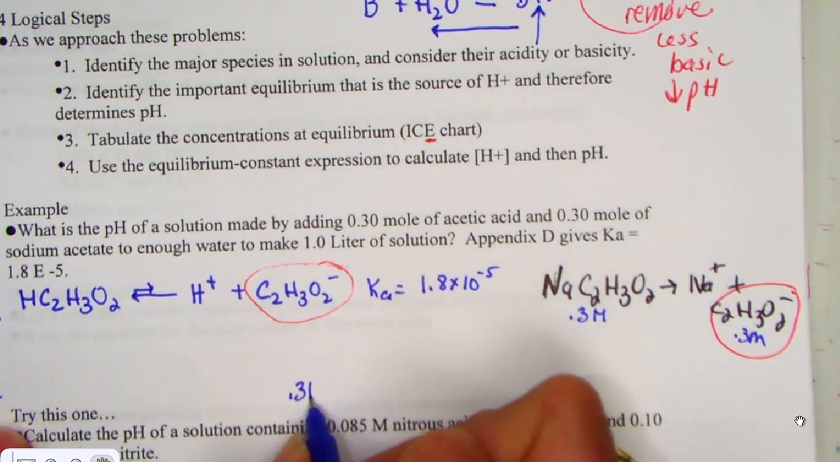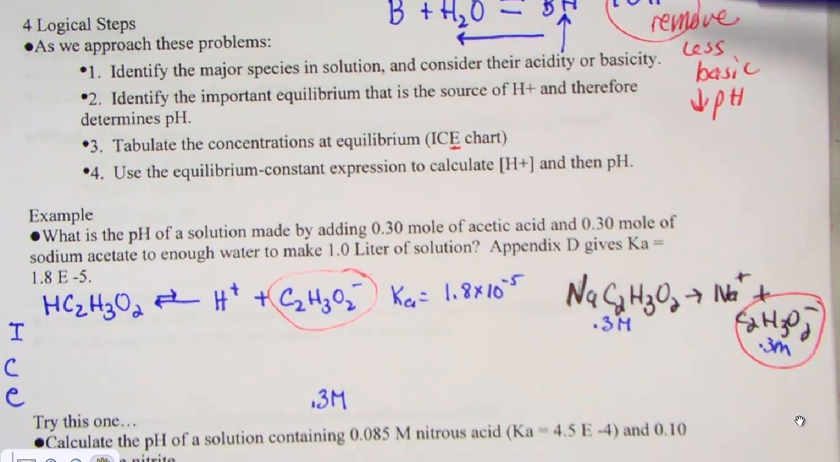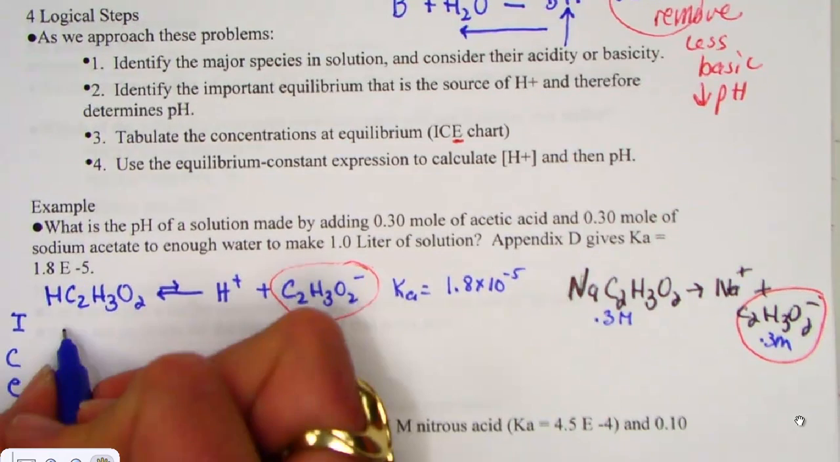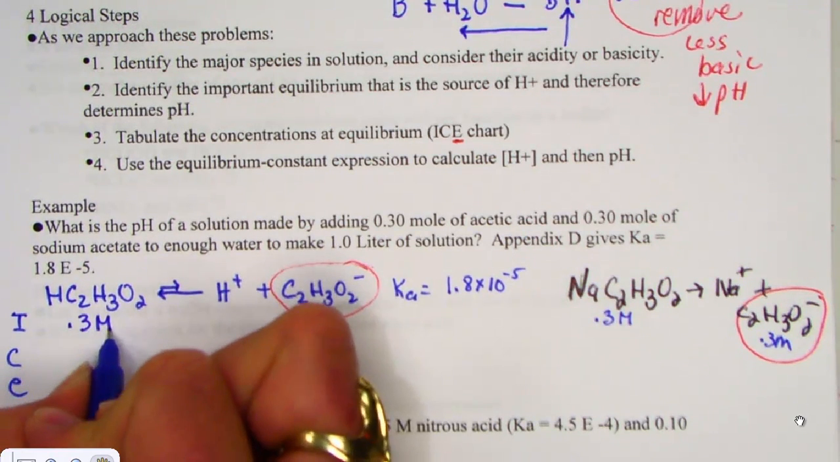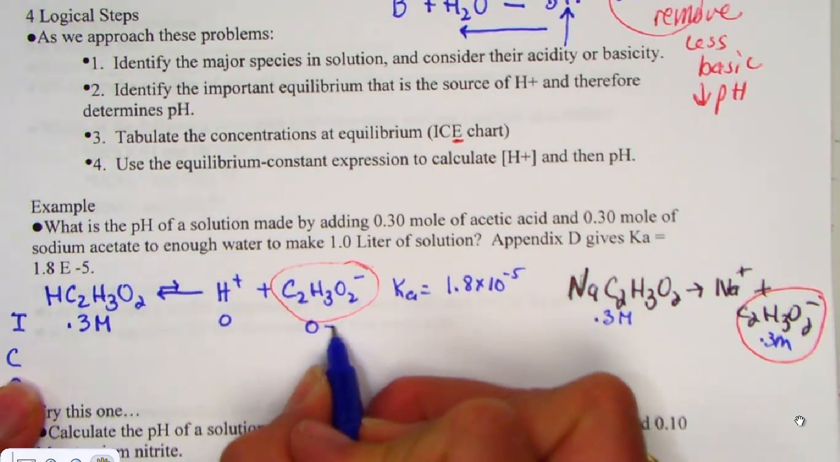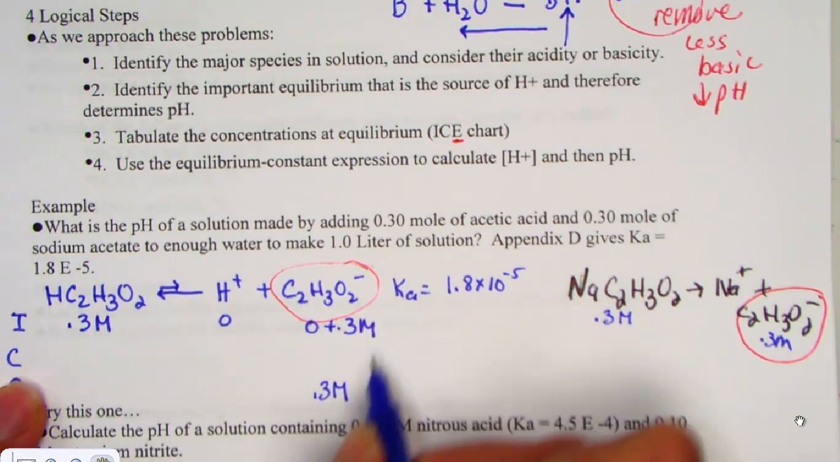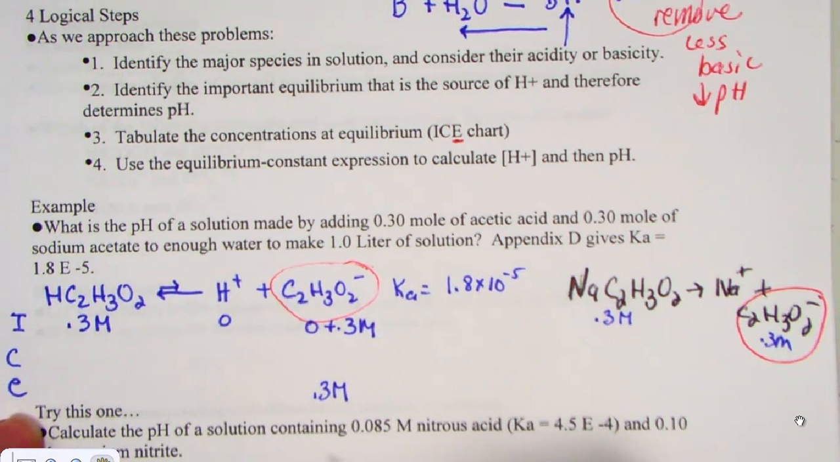So the 0.3 molar I can carry down, knowing that it's already in solution coming from being the conjugate base of our weak acid. We know the initial concentration to be 0.3 molar. This would be 0, 0 plus 0.3. There's the common ion effect, and that's why I'm just carrying down 0.3.